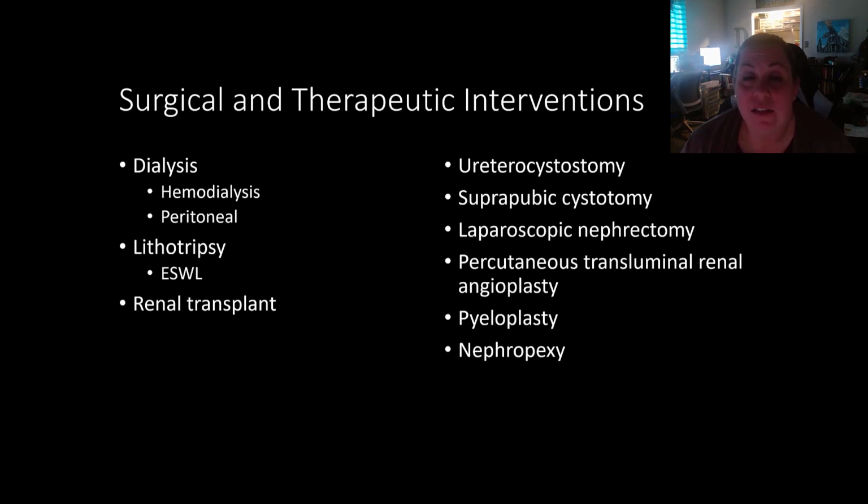A pyeloplasty is going to be a surgical repair of the renal pelvis. And then we have a nephropexy. So nephropexy is going to be where there's a surgical fix of a kidney that's kind of floating and it's not held in place like it should be anymore.